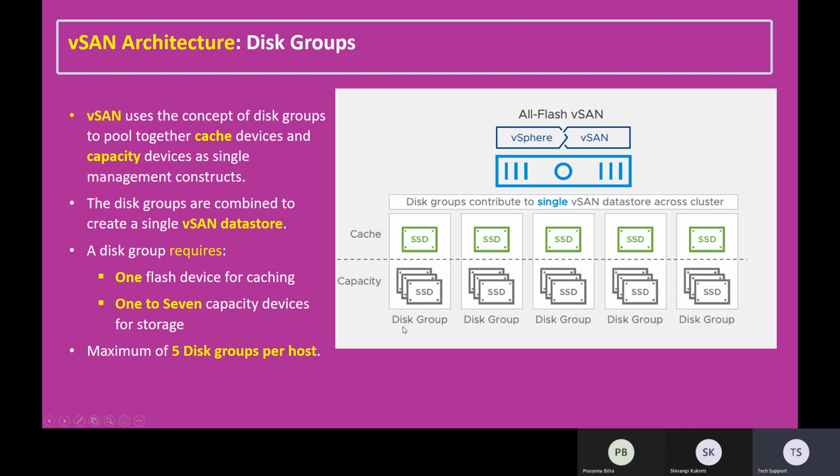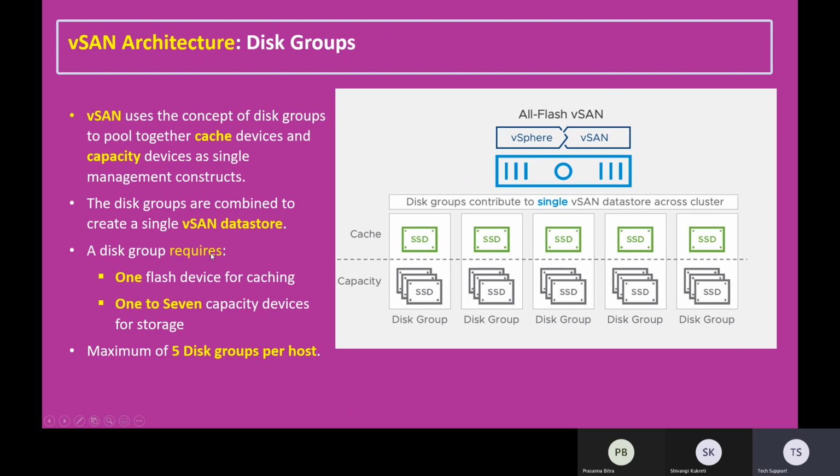Suppose later in future, if you want to configure multiple datastores, again you can dedicate one SSD for cache and multiple SSDs for capacity tier, and group these and make it one datastore. And why they are giving a cache tier is all to enhance our datastore read and write performance.